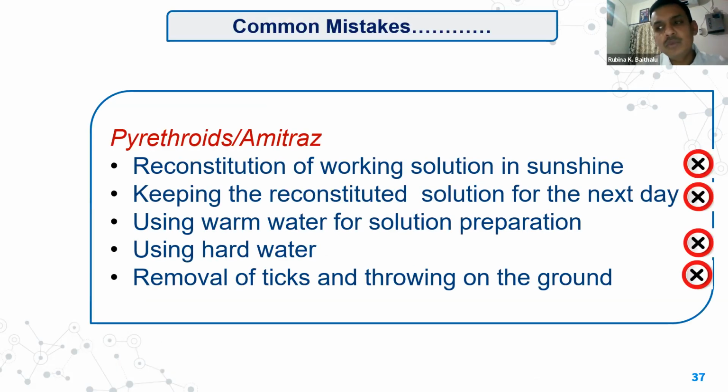So what are the common mistakes we make while applying these acaricides? The first one: whenever you are using any parathrax or amitraz, they come in an umbilical method. That means they are prone to sunshine. They will degrade if they are exposed to the sunshine. So always try to use the reconstituted working solution within the same day, and never prepare the working solution in sunshine. Keeping the reconstituted solution for the next step should be avoided. Whenever you are preparing any solution, it should be used in the same day.